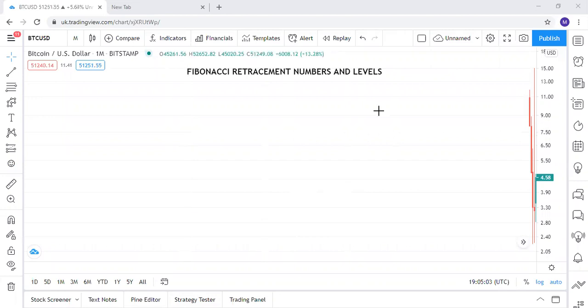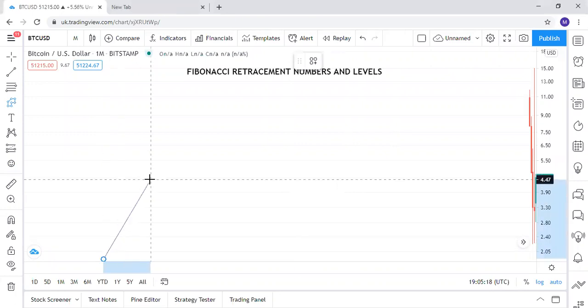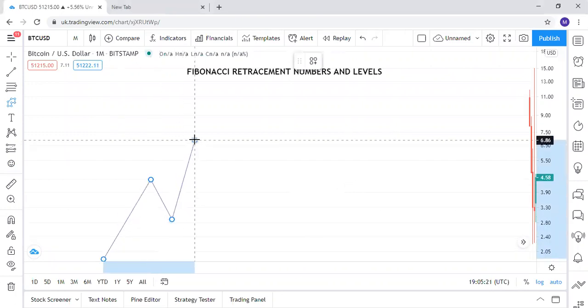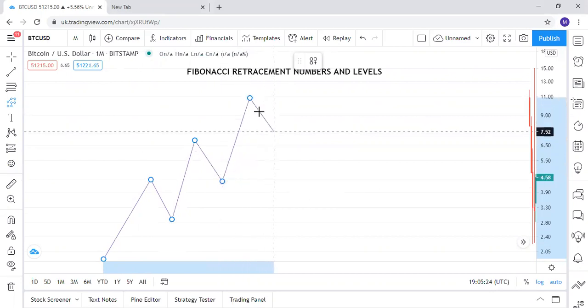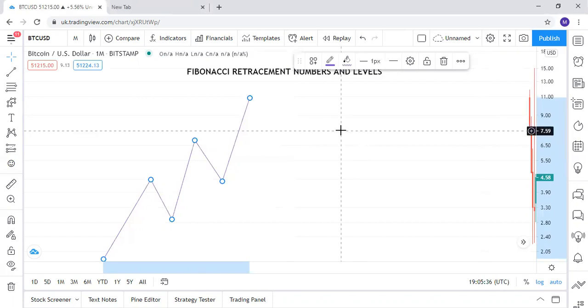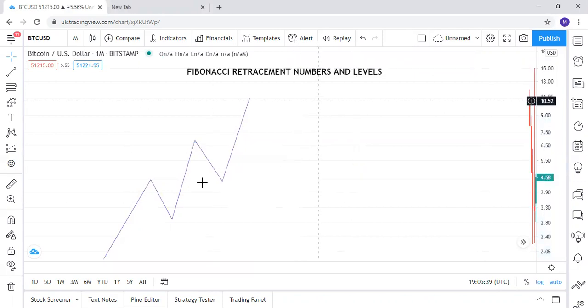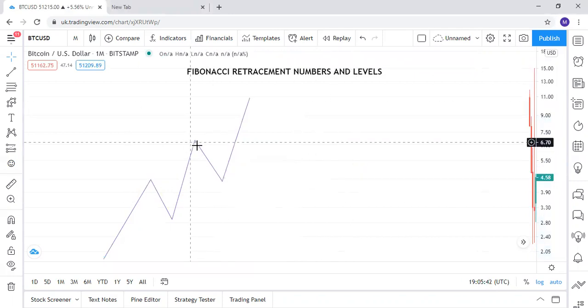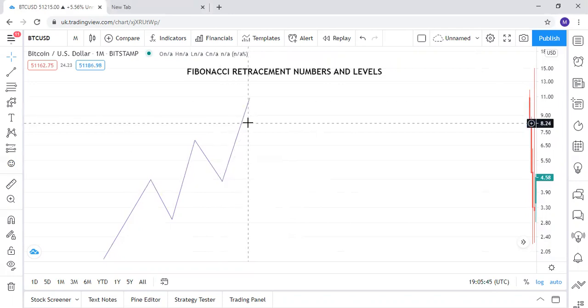We'll be talking about Fibonacci retracement numbers and levels. If you can recall, I always say the market moves in ICI, which is impulse, corrective, impulse, corrective, impulse, corrective, and so on and so forth. The market has to move in impulse, corrective, because it is a rule. It's the rule of the market. The market cannot just go straight in an impulsive move. It has to move in impulse, corrective, impulse. That's how the market moves.